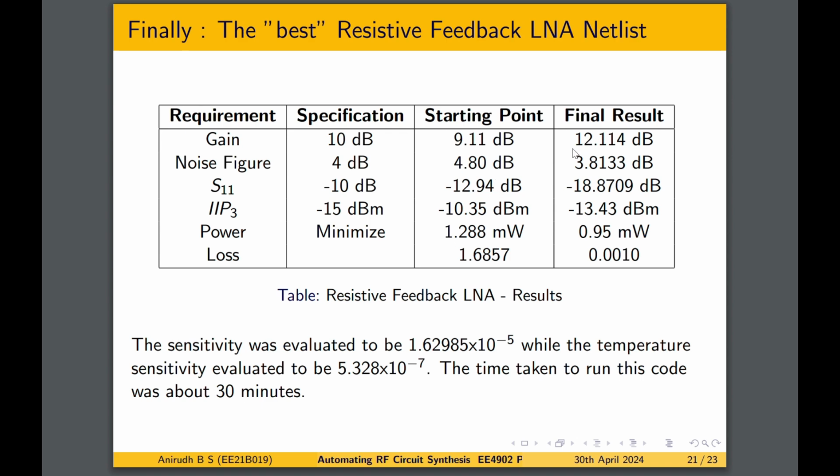And the final result, the gain came out to be 12.11 dB, noise figure of 3.8 dB, S11 -18.87, IIP3 -13.43, power of 0.95 milliwatt, and loss of 0.001. In this case, the emphasis was given on power and noise figure. That's why the noise figure came out to be much lesser, and the power also decreased significantly. The sensitivity evaluated to be 1.6 × 10^-5, while the temperature sensitivity evaluated to be 5.3 × 10^-7. The time taken to run this code was about 30 minutes.